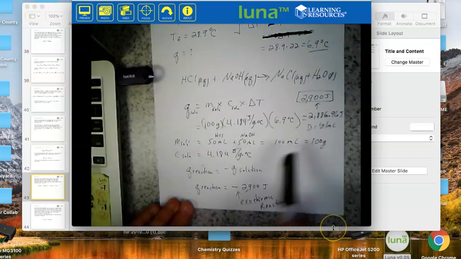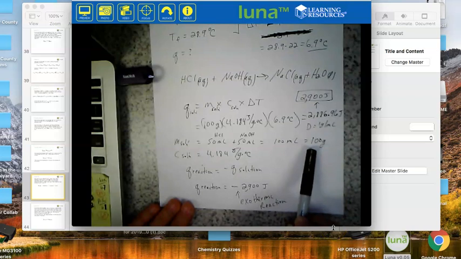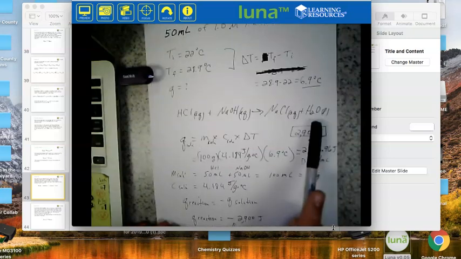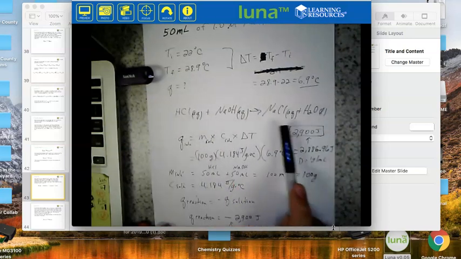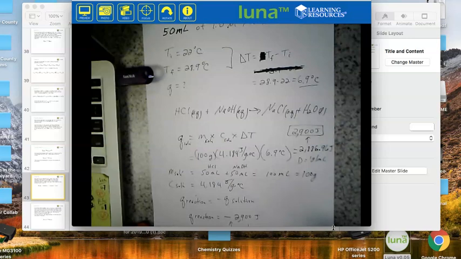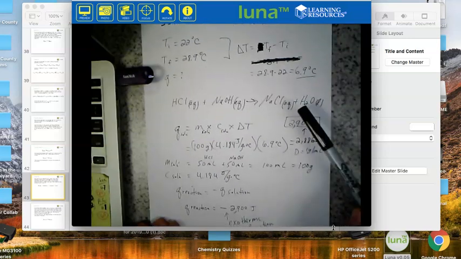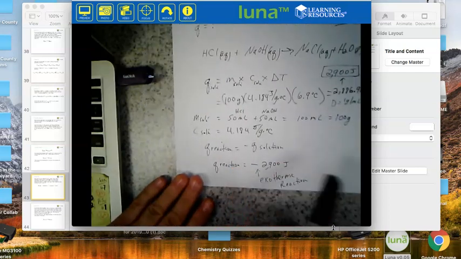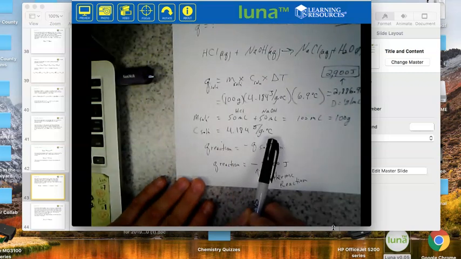Then, assuming the density of water, which is 1 gram per milliliter, I can figure the mass of both the reactants is going to be 100 grams. I can do this because, if you look back at my reaction here, it's a 1-to-1 reaction. So the total mass here is going to be equal to the total mass there. So 100 grams is what I'm dealing with, and I'm going to use the heat capacity for water, which is 4.184 joules per gram per degree Celsius.